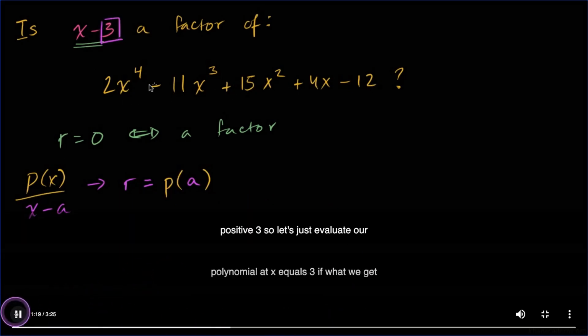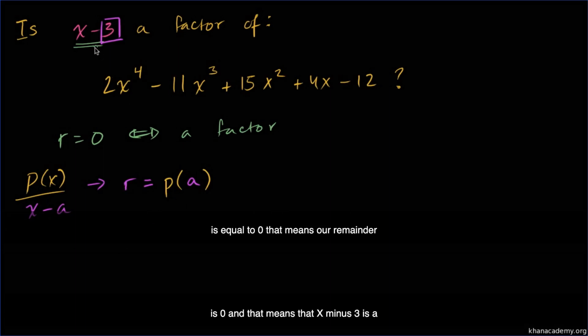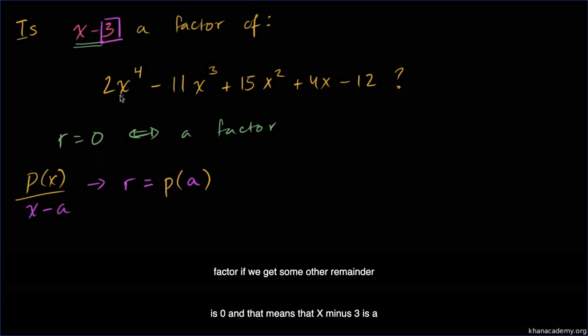So let's evaluate our polynomial at x equals 3. If what we get is equal to 0, that means our remainder is 0, and that means that x minus 3 is a factor. If we get some other remainder, that means we have a non-zero remainder, and this isn't a factor. So let's try it out.